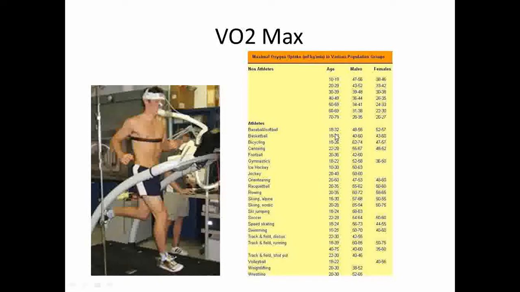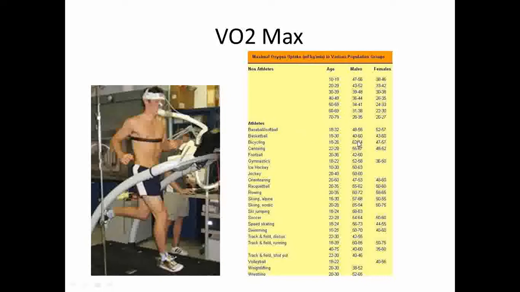You can see here are some scores for different athletes in terms of their VO2 max. So here, this is our age and related to males and females. So what you can see there is, as people get older, their VO2 max starts to decrease. So we start to lose that efficiency of our muscles to use oxygen from the atmosphere.